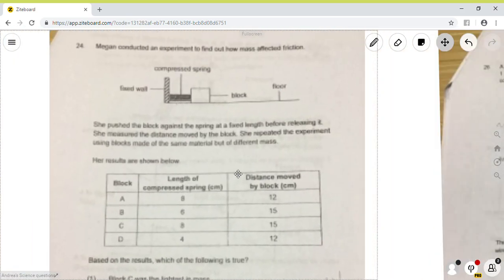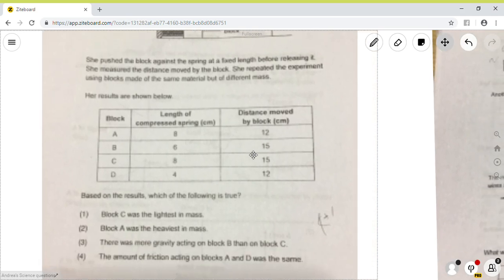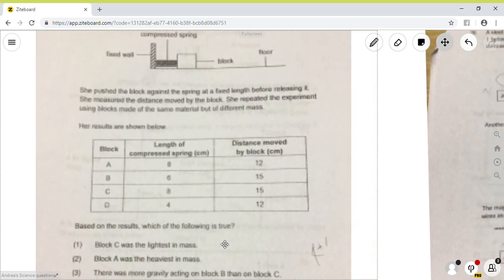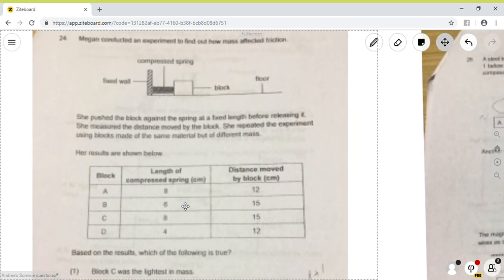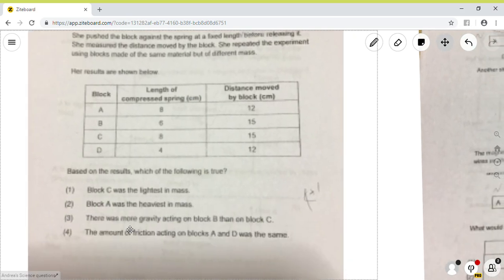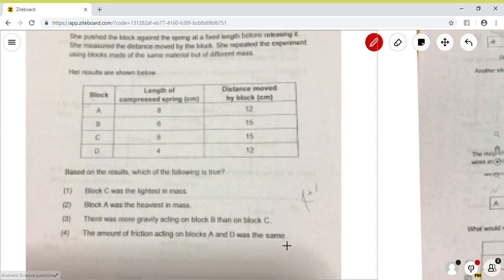Next. Okay, so Megan conducted an experiment on how mass affects friction. Which of the following is true? The length of the compressed spring decreases, the distance moved increases. It says the amount of friction acting on A and D was the same. A and D, amount of friction. Okay, we cannot tell. You chose option 4, right?